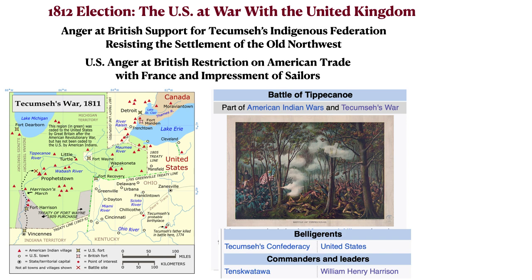So there was a U.S. war against Tecumseh. You can see here the Battle of Tippecanoe. We will revisit that later on because the American commander in that battle, William Henry Harrison, would become president under the Whig Party in 1840. But Tecumseh was defeated. I think he died 2 years later in another battle.